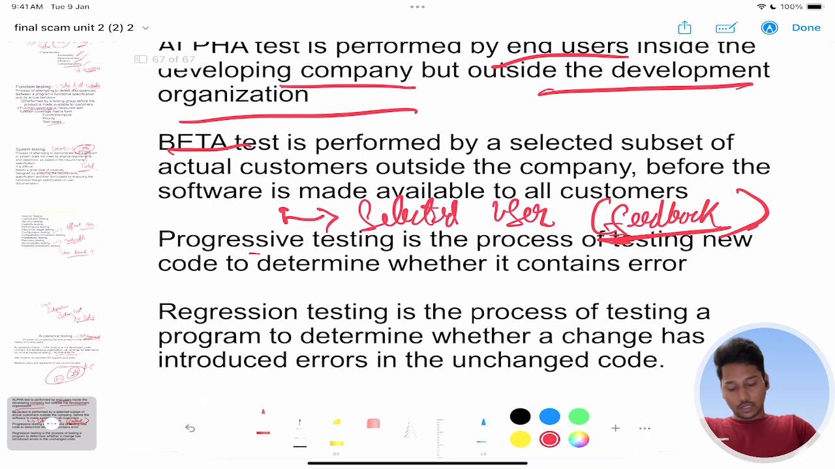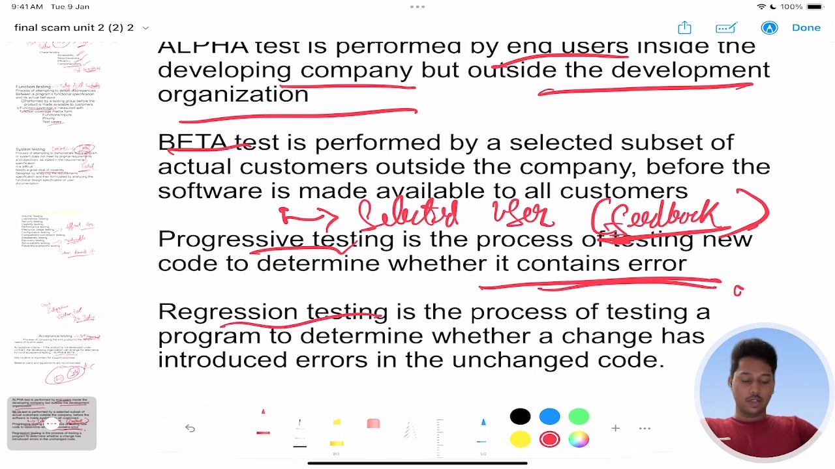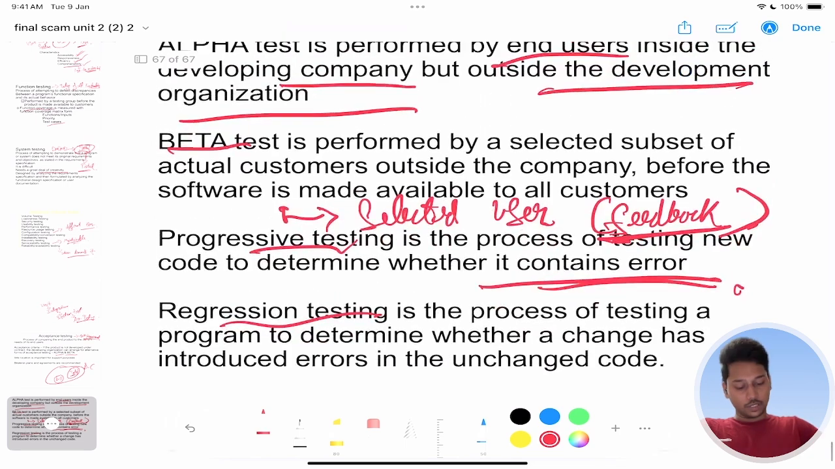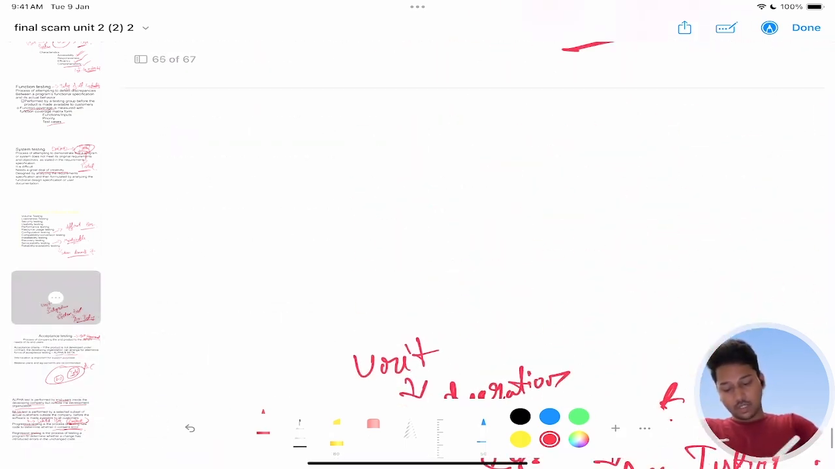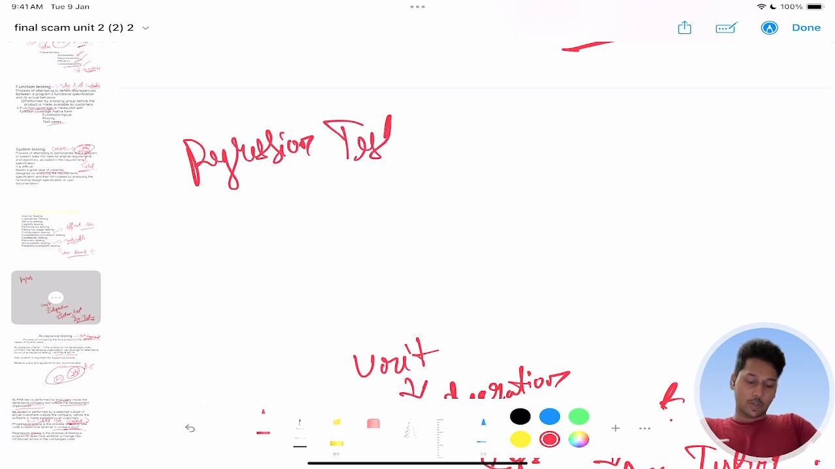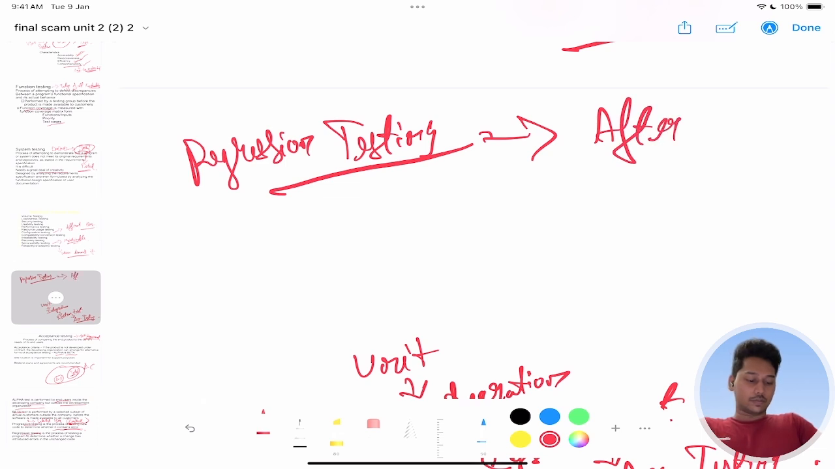And there are some more testing types. Progressive testing is when new code is introduced, and it is tested whether it contains errors or not. Then comes regression testing. Regression testing is like, after testing, it is checked for any error.